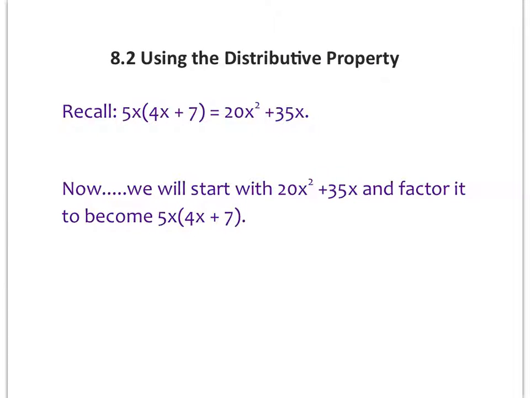So for this section, 8.2, we are going to be using the distributive property. Recall that when you have, for example, 5x times the quantity 4x plus 7, you get 20x squared plus 35x. So again, we distribute that 5x to both terms inside of the parentheses. Now we will start with the end result of 20x squared plus 35x and factor it to become the original form of 5x times the quantity 4x plus 7.